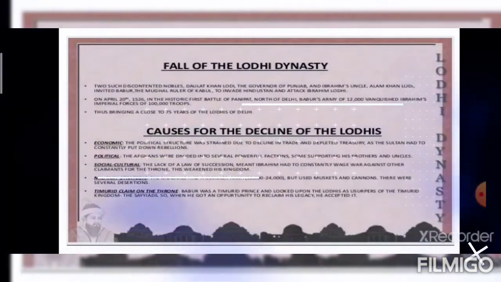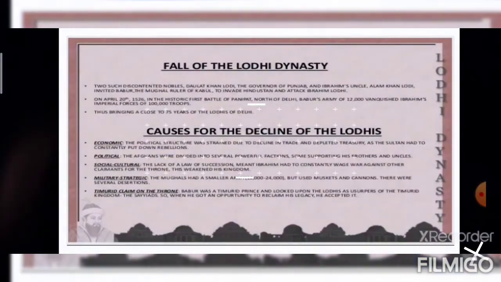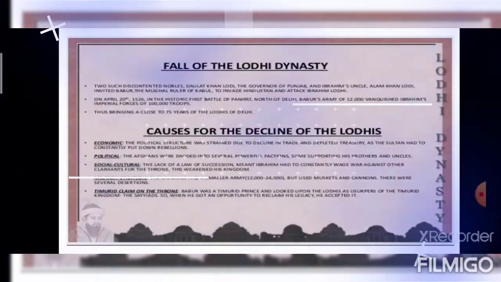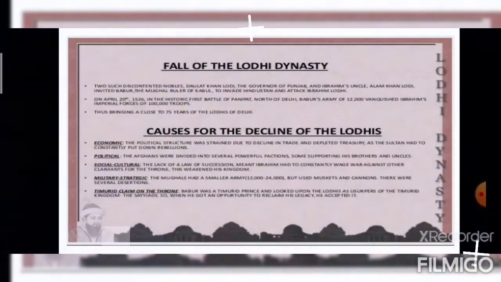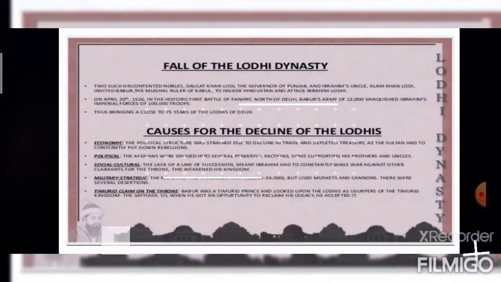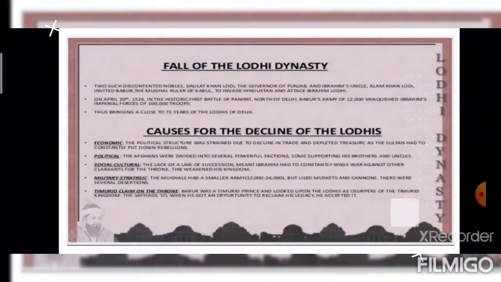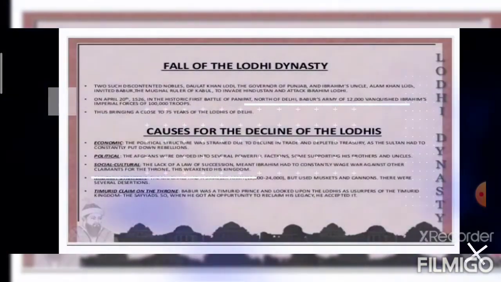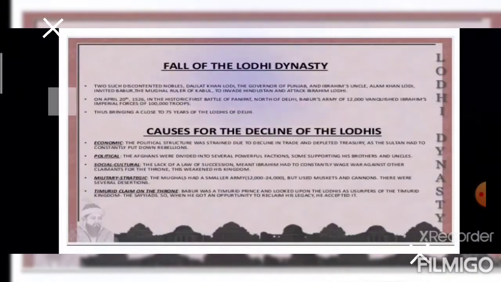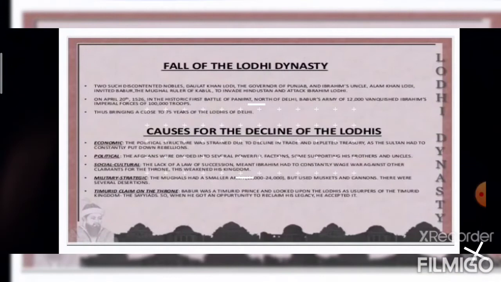Now, what were the different reasons? First was economic. The political structure was strained due to a decline in trade and a depleted treasury, as the Sultan had constantly put down rebellions. The political reason was that the Afghans were divided into several powerful factions, some supporting his brothers and uncles. Socio-cultural: there was a lack of a law of succession, so Ibrahim had constantly waged war against other claimants to the throne.